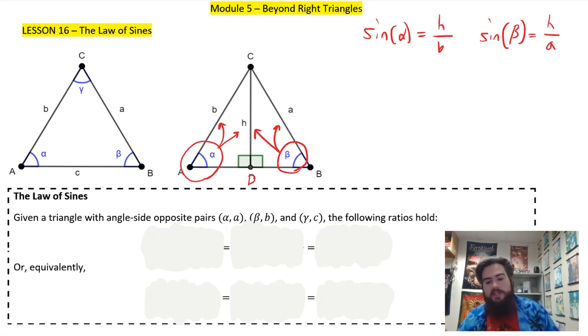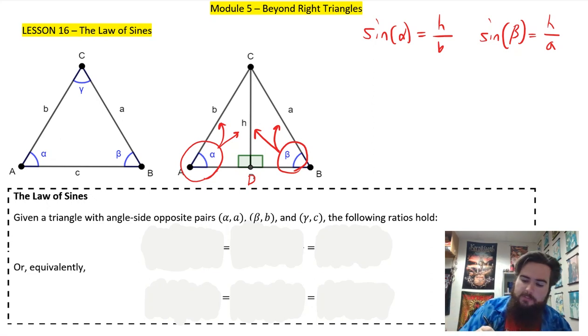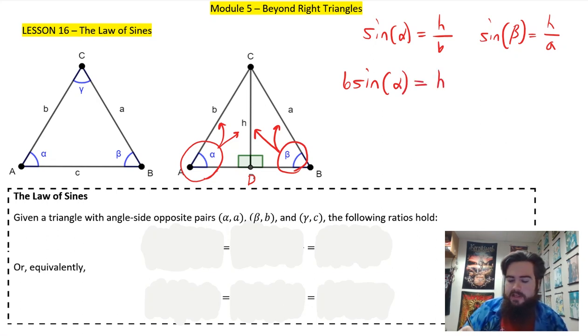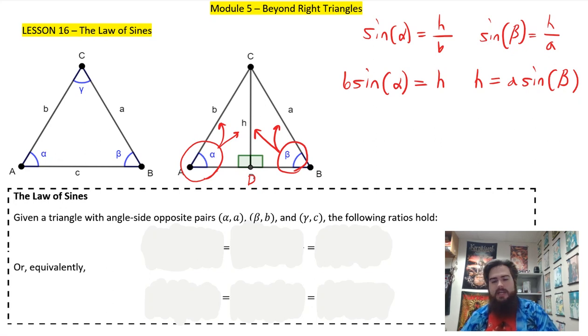You notice both of these equations involve various variables, but they both involve the same variable h. If we solve both of these equations for h, the first one by multiplying b over to get h, and the second one by multiplying a over to get h, well, we get that b sine of alpha equals h and a sine of beta is equal to h, which means if they both equal h, then they equal each other by the transitive property.